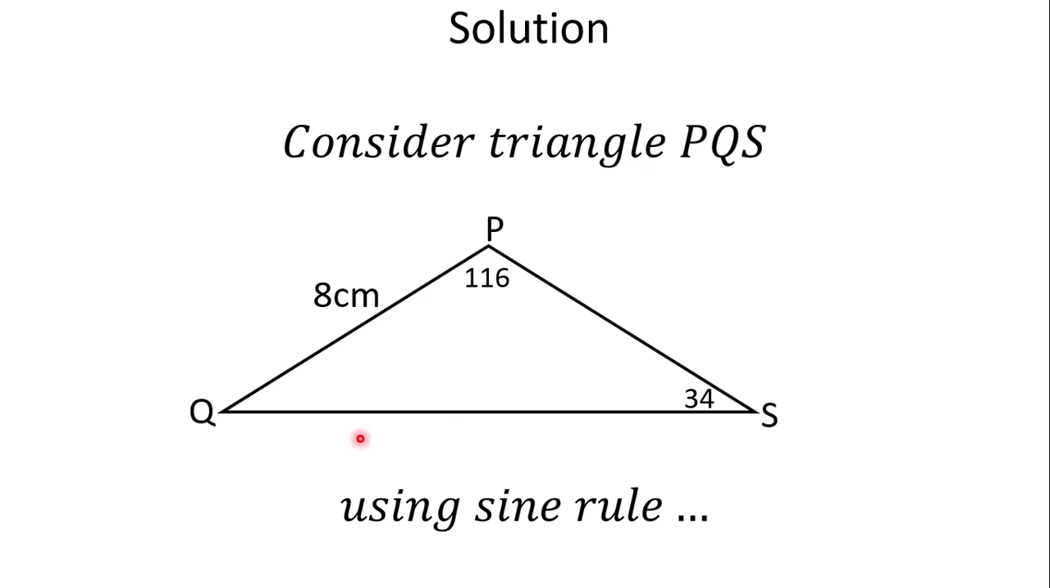Let me say it again. Using the sine rule, QX over sine 116 degrees is equal to PQ, or QP, over sine 34 degrees.